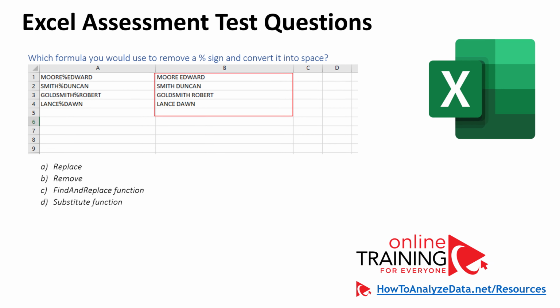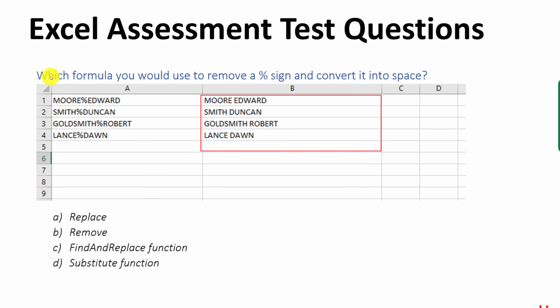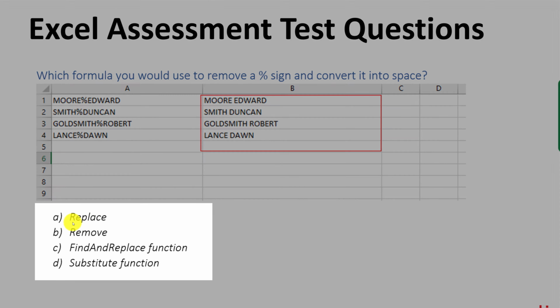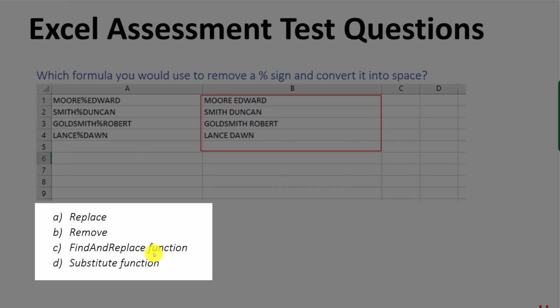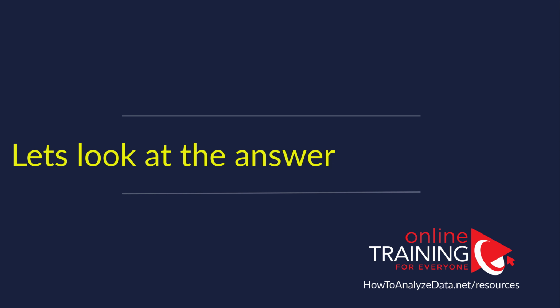Very often, you might be asked a question on how to perform a specific function in Excel. For example, in this question, which formula would you use to remove a percentage sign and convert it into a space? In the example given, you see that in column A, there are values that have a percentage sign in between the words. And in column B, the values have the percentage sign replaced with the space. The choices presented are replace, remove, find and replace function, and substitute function. So which one would you choose?